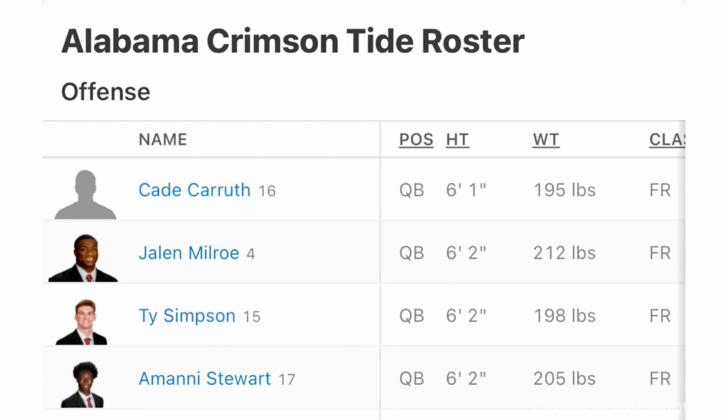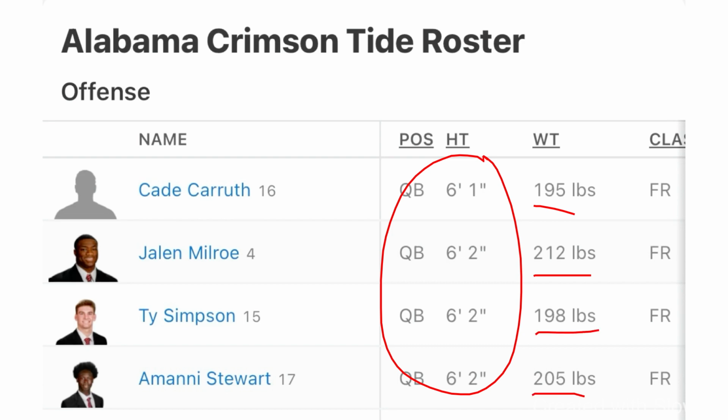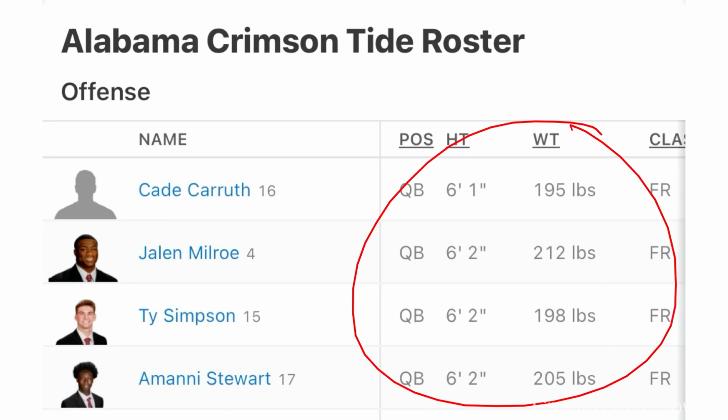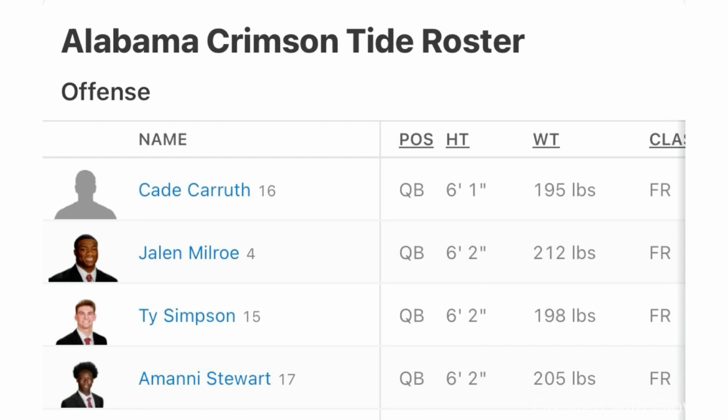So this quarterback room is probably average height 6'2". 6'1", 6'2", 195, 212, 200, 205. And again, here's the other thing too. Everybody lies about this, fellas. So you can't always believe what you see, and college coaches know that. So this is Alabama's quarterback room.